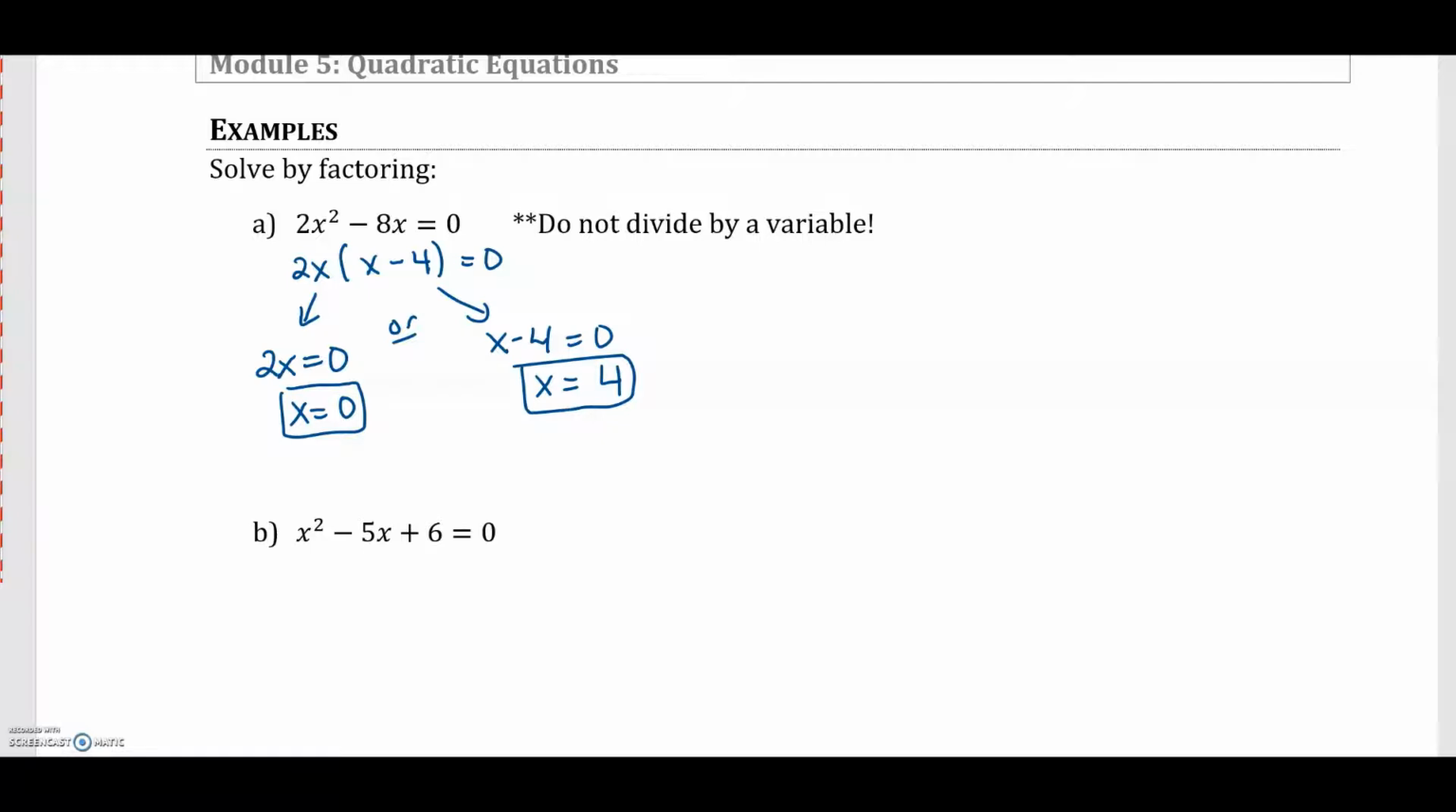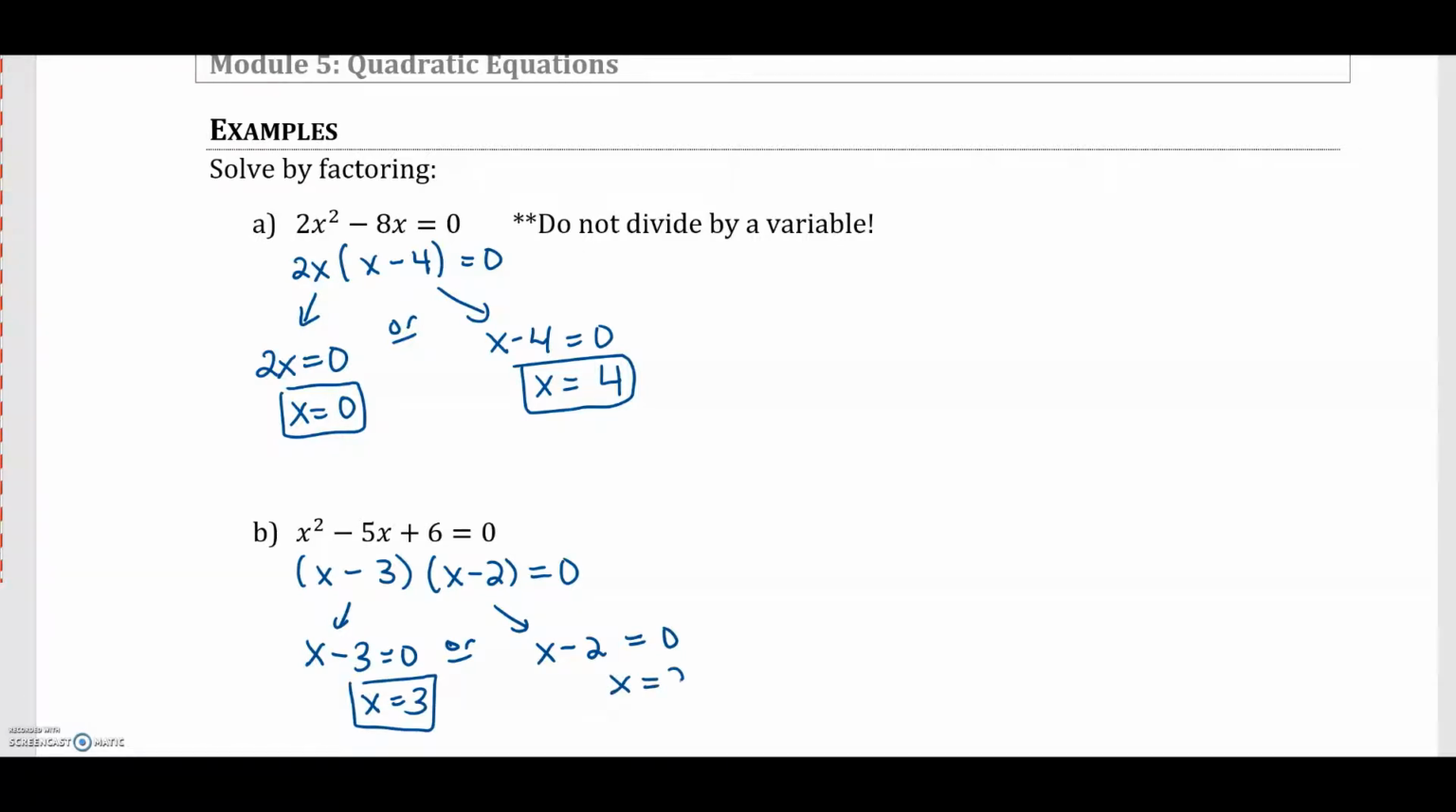Part C, x squared minus 5x plus 6, we can factor that as x minus 3 and x minus 2. Therefore, we know that x minus 3 must equal 0 or x minus 2 must equal 0. And we find the solutions of this equation are positive 3 and positive 2. So as a reminder, we can take each of our solutions, plug it into our original equation, and we should find that the left side is equal to the right side if they are in fact solutions.